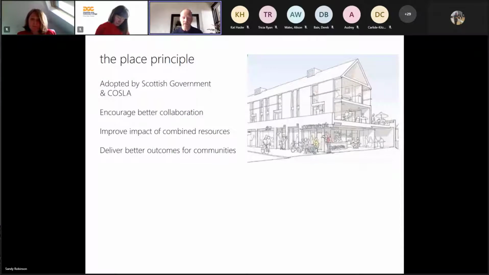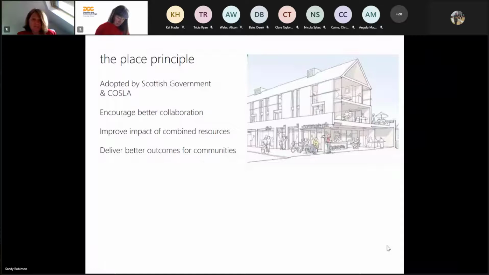And so around the place agenda, the place principle was adopted by Scottish Government and COSLA a couple of years ago now. And that is really just to try and foster more collaboration, to get people to understand that place itself is a complex environment. It changes constantly. And if we're going to maximise the outputs that we can for quality of life and for communities, then we really need to be working across the piece. It's about combining resources, collaborating, and thinking, obviously, about the outcomes for communities themselves.